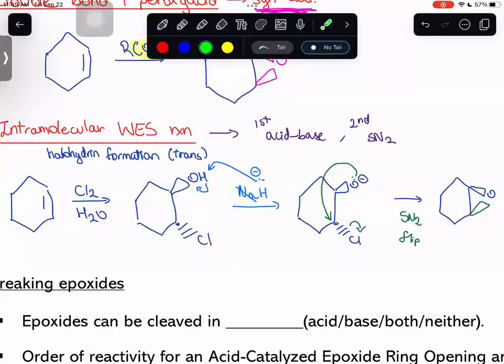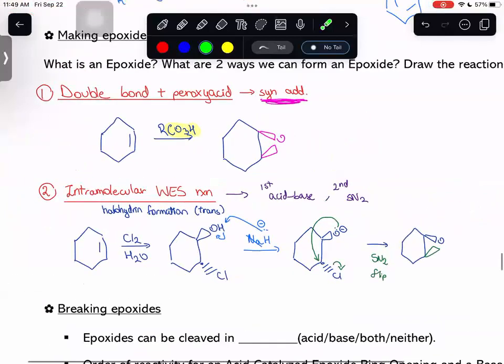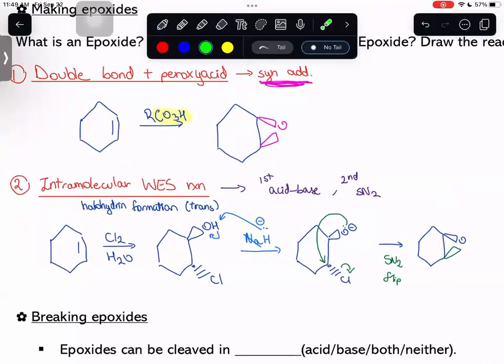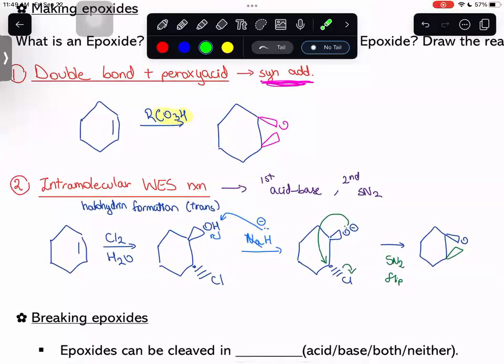They both make the same thing, exactly. So yeah, you have to know those two ways on how to make epoxide. It's really important. Wait, why do you use NaH? It can be any base. It doesn't have to be NaOH. It can be any base.